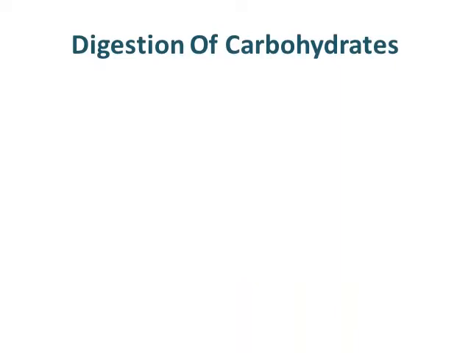Digestion of carbohydrates. The principal dietary carbohydrates include polysaccharides, disaccharides, and monosaccharides. The starches and their derivatives are the only polysaccharides digested in the human gastrointestinal system.